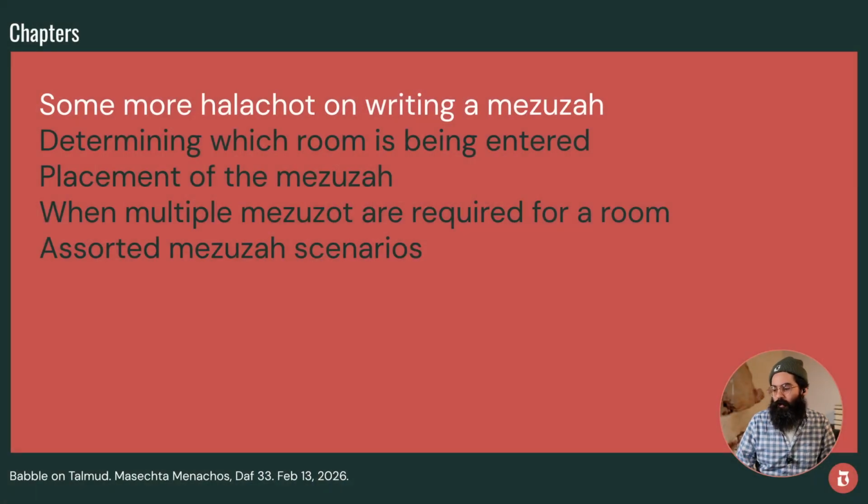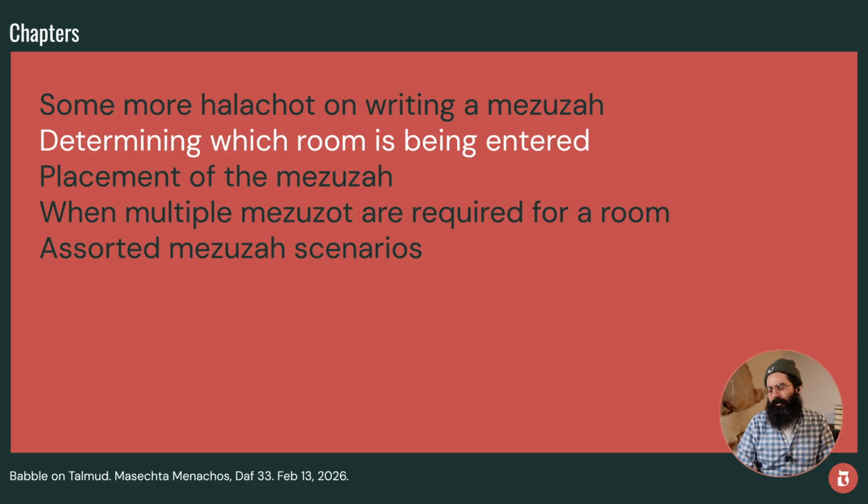At some point on Lamed Gimel Beis, it gets like a full-on Eruvin. We're going to see lots of different interesting pictures about different mezuzah scenarios. So anyways, it's going to be an interesting one. There are five sections to today's daf. The first one is some more halachos on writing mezuzah. That will be at the very beginning of today's daf.